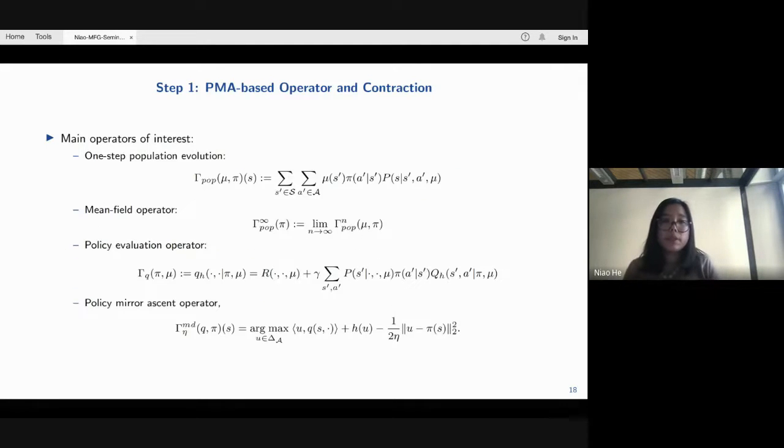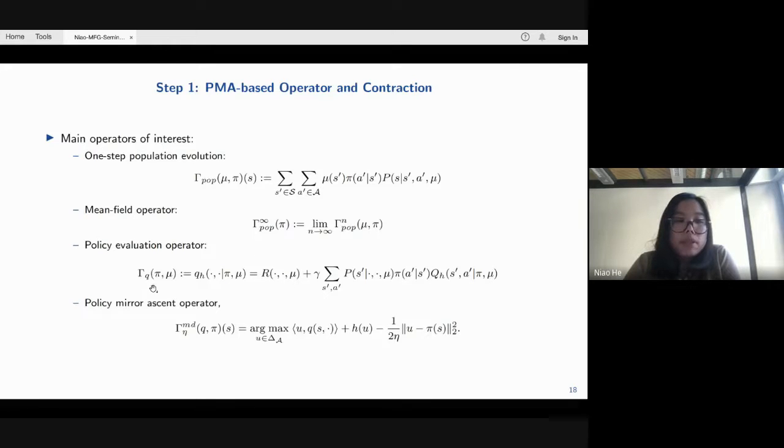To be more specific, here's the definition of a bunch of operators that we used to construct our policy mirror ascent operator. The first operator we define as Γ_pop, which describes how the one-step population evolves, or how the population distribution μ evolves in one iteration for a fixed policy π. If you repeat this an infinite number of times, this gives you the mean field operator, which we denote as Γ_pop^∞.